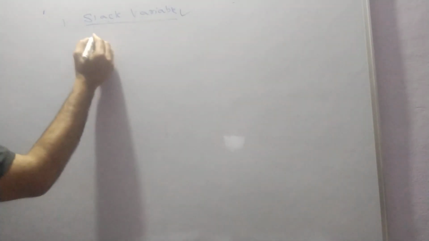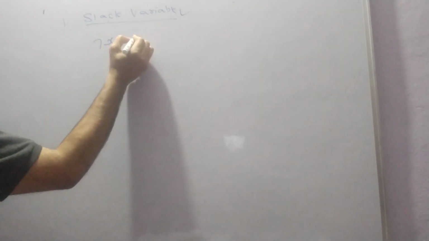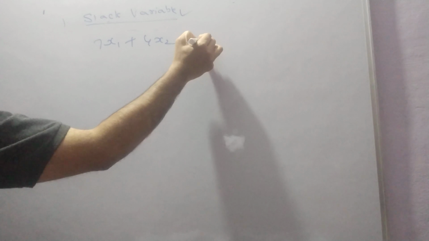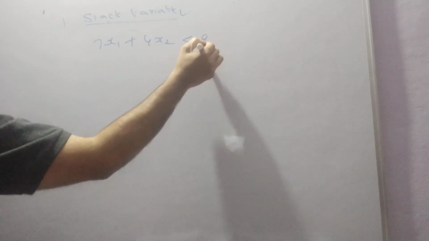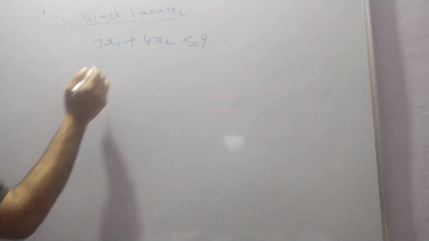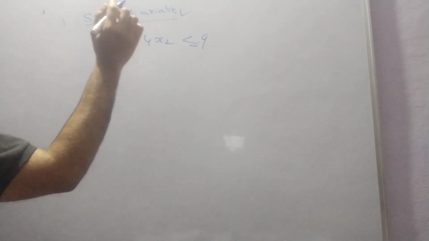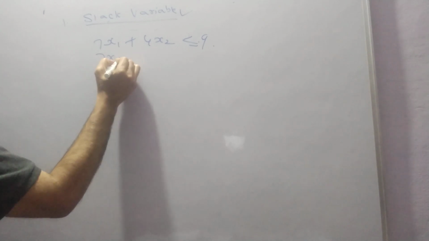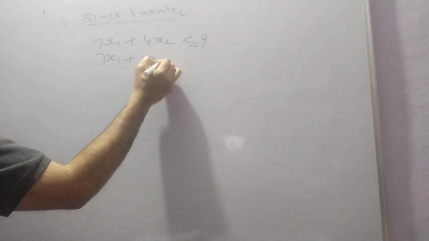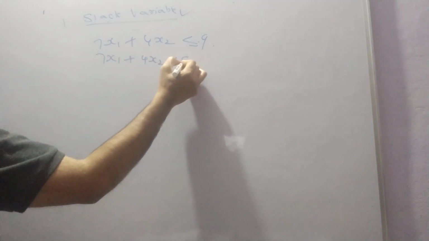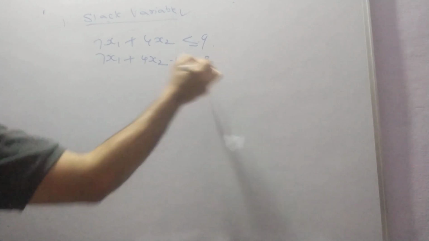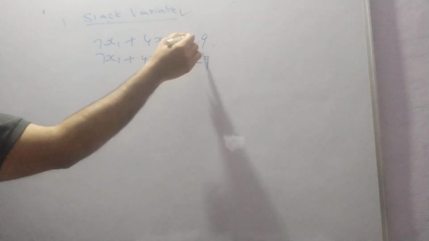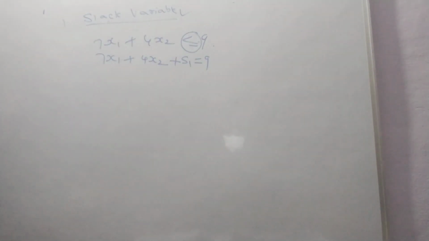Suppose with another example I am taking 7x1 plus 4x2 less than 9. Now it is in less than form, so I want this in equation form. What I have to do? I have to go for slack variable. So 7x1 plus 4x2 plus s1, then this becomes equal to 9. So a slack variable will come whenever less than inequality is there.